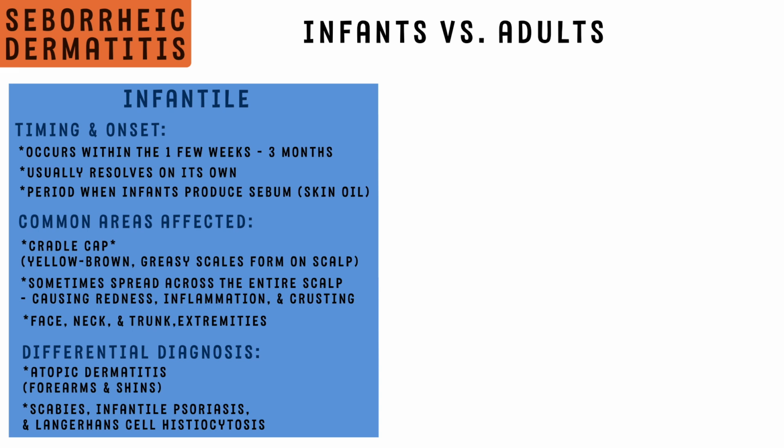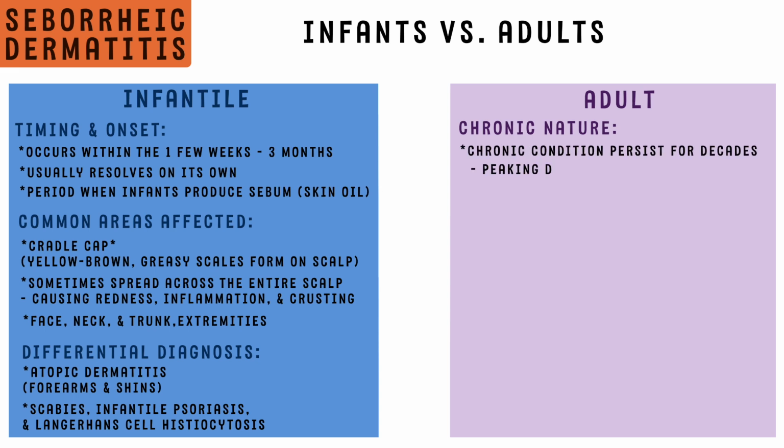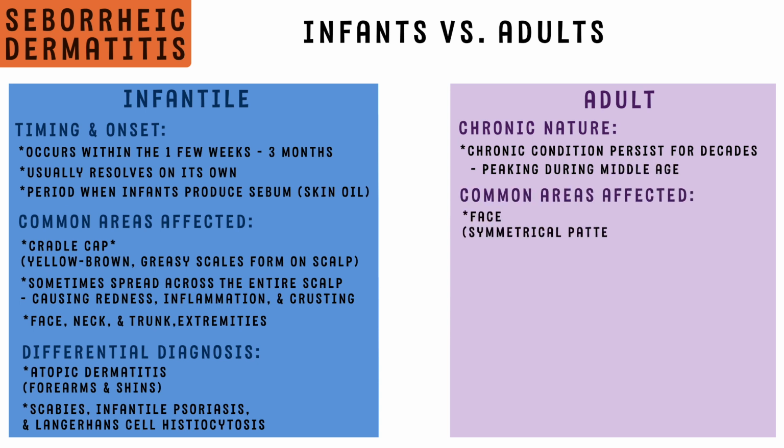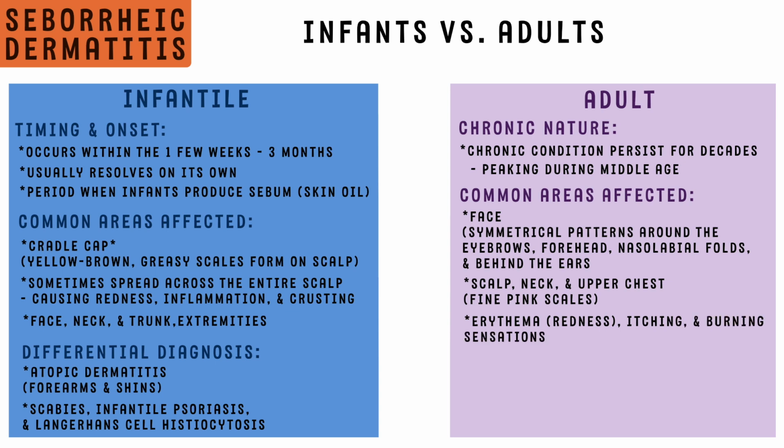In adults, seborrheic dermatitis is usually a chronic condition that can persist for decades, with symptoms often peaking during middle age. Adults typically experience symptoms on the face, particularly in symmetrical patterns around the eyebrows, forehead, nasolabial fold, and behind the ears. The scalp, neck, and upper chest are also commonly affected, often with fine pink scales. Erythema, itching, and burning sensation are frequent complaints.